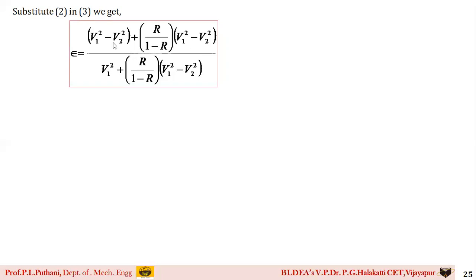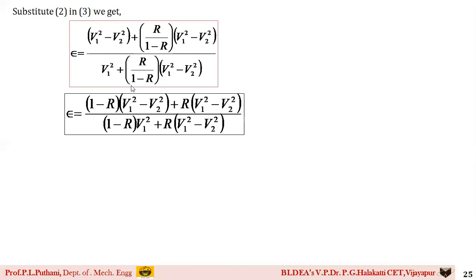Now just take the LCM, simplify it. That is 1 minus R into V1 square minus V2 square plus R of V1 square minus V2 square. Similarly, 1 minus R into V1 square plus R of V1 square minus V2 square is there. After taking LCM and making the simplification, you get this form. Now I'll open both these brackets.